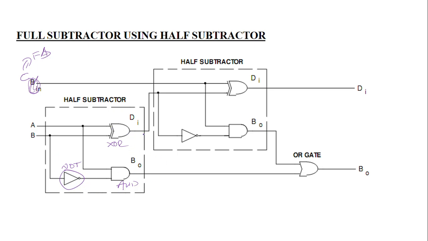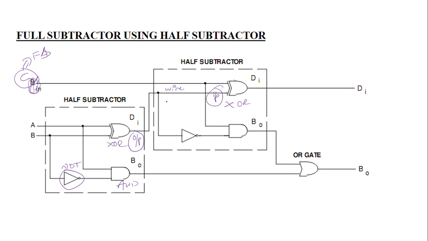Now what we are going to do: the XOR gate output of the first half subtractor is connected to the input of the XOR gate of the second half subtractor. So this output goes to the input of the second half subtractor's XOR gate. The other input is our C, the third input of the full subtractor, which becomes an input of the second half subtractor. These outputs and inputs are connected by a wire data type.